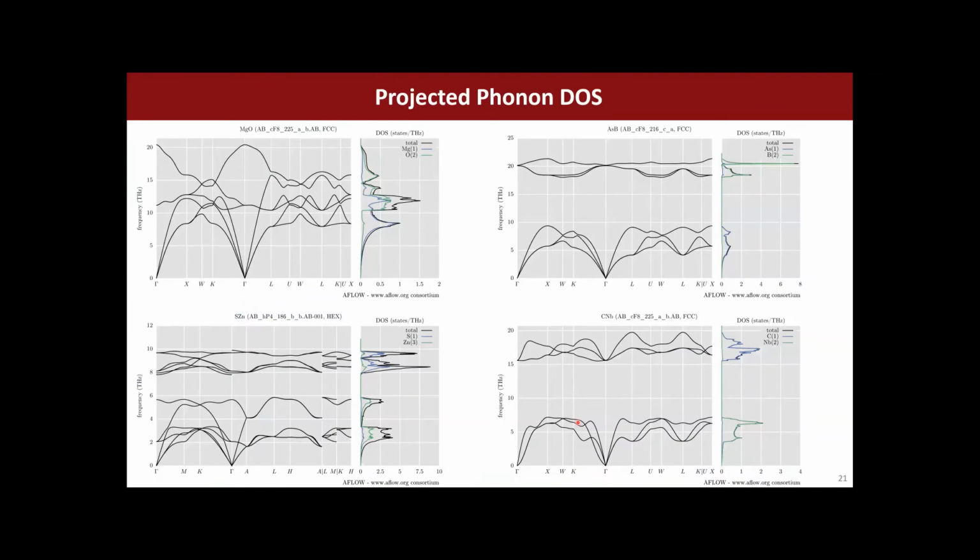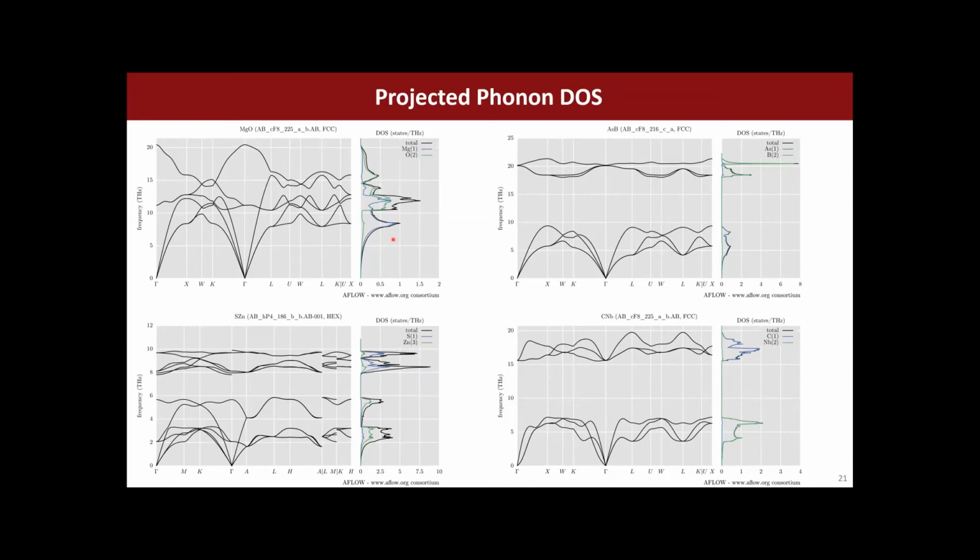Here are the phonon densities of states. If you actually projected it to the atom, if you actually chose projection equals atoms and added the DOS project flag to the AFLOW in file, you will get these types of plots, and they show where in the phonon density of states, and also by extension in the phonon displacement, we have more contributions for one atom.